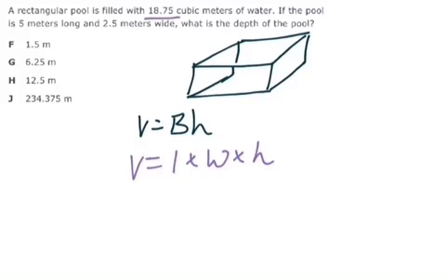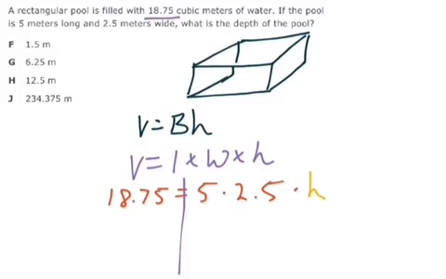So they already give us the volume. It is 18 and 75 hundredths, equals the length, if the pool is 5 meters long, times width, 2.5 meters wide, times depth, which can be the same as height, which is really what we're solving for. So now we just work backwards.